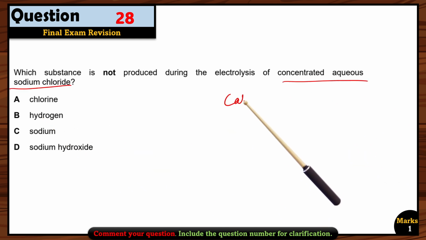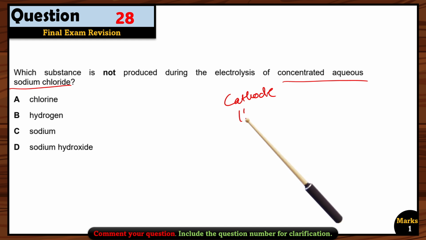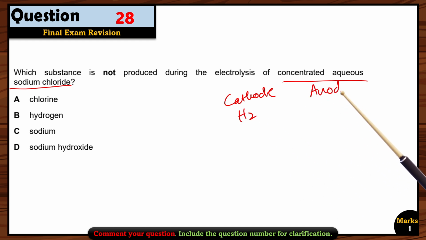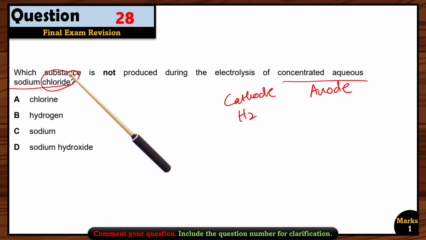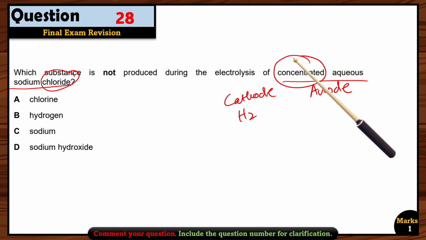Okay, so at the cathode, again, you are going to get hydrogen. At the anode, what are you going to get? Chloride ions, because it is concentrated, right? So the product will be chlorine gas. So this is your product.